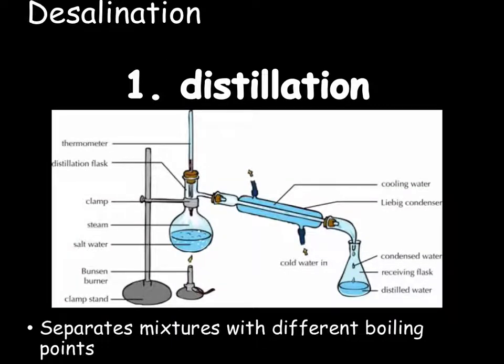The first method of desalination is distillation. This is where we boil off the water and then condense it in order to end up with pure distilled water. This separates out the mixtures due to different boiling points. Our salt is then left behind.